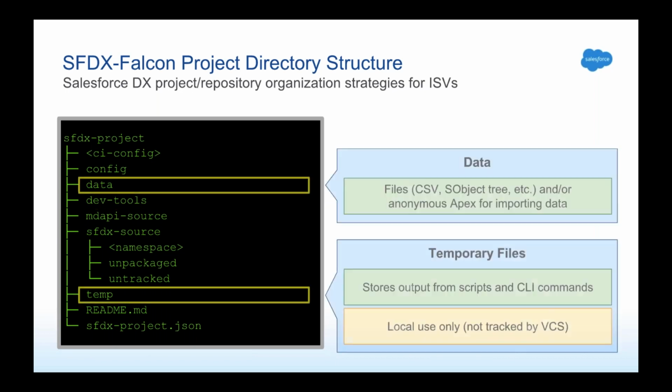And then finally, let's close things out. Last two folders I'm going to talk to you about here, and then we get to move on. Data and temp. You're probably going to need a data folder. This is a place to keep files like CSV files, S-object trees, etc. Maybe even anonymous Apex classes that the CLI would run. Anything that would be used to set up data within your Scratch org, so when you rebuild that Scratch org, as a developer, you're getting it ready to go and ready to be used. And then finally, temp's going to store output from scripts and CLI commands. It's local use only. It's not tracked by VCS, but it's something that your project should have.